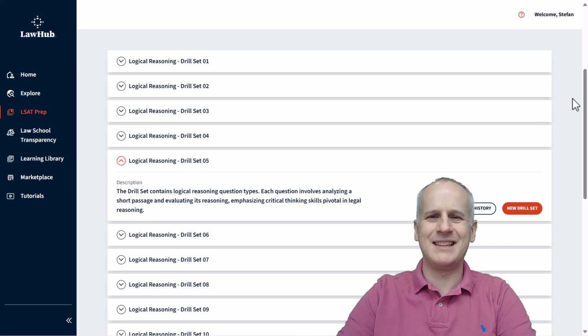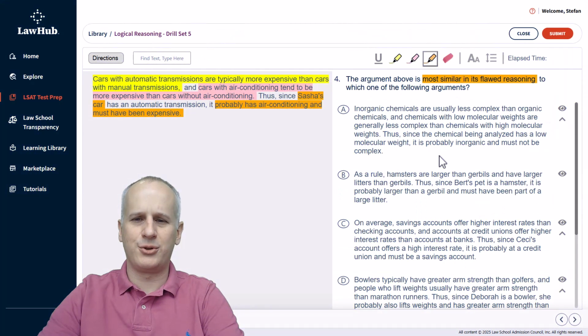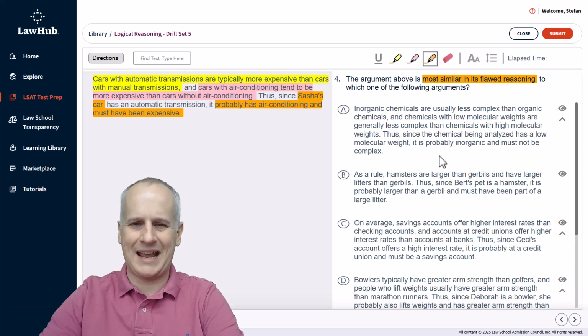But for now, let's get back to this question explanation. Starting with choice A, inorganic chemicals are usually less complex than organic chemicals. Okay, and chemicals with low molecular weights are generally less complex than chemicals with high molecular weights. Okay, so we've got two things that are being compared in the exact same way as less complex than organic chemicals and less complex than chemicals with high molecular weights. So these are at least doing that more and less comparison that's given in the evidence on the left-hand side.